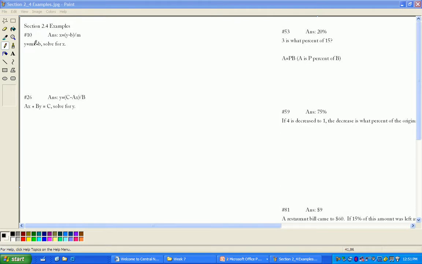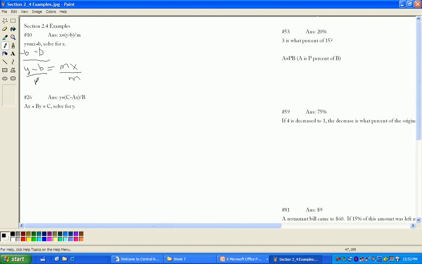You see, everything here is a letter. We don't even have numbers anymore. So what we got to do is identify how can we get x all by itself. Well, the first thing we do is we get rid of everything we can on the right and take it to the left. So we subtract b from both sides. So we end up with y minus b is equal to mx. Now, the way we get x by itself here is we just divide both sides by m.